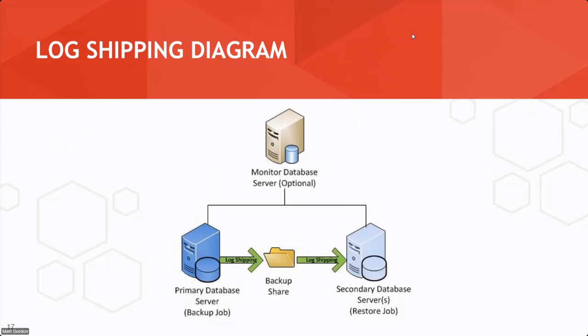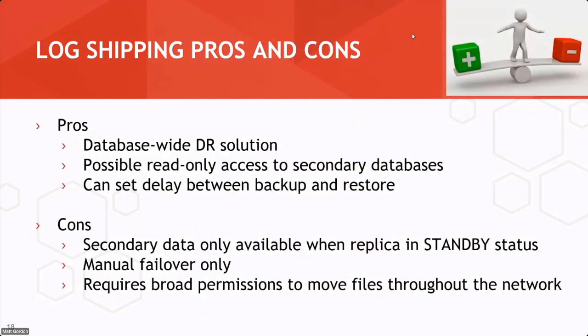This is how it runs. So you can see there, pretty straightforward. There's not a lot of moving parts here. So what are our pros? So replication can be database wide, but you have to specify it object by object underneath. This is just database wide. It does give us possible read-only access to secondaries. We can set the delay between the backup and restore. There's certain use cases where you might want to do that, and it's a little bit easier to do than some of the stuff we just talked about.